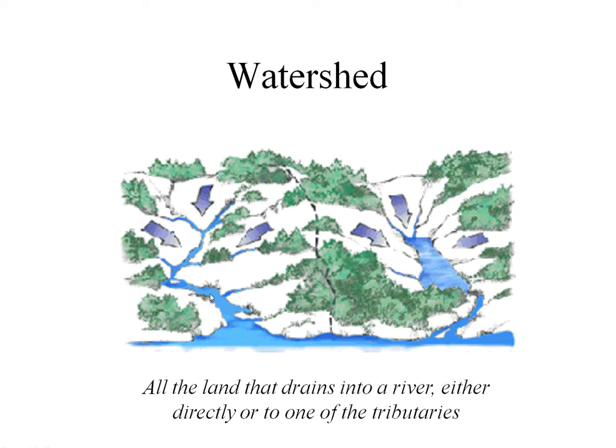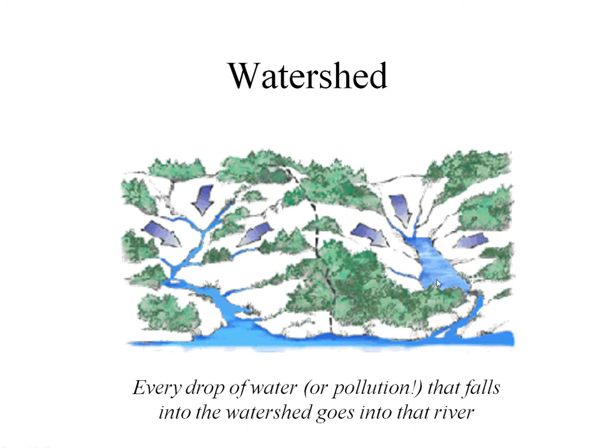The one on the left, all the water from this area to the left of this dotted line, flows ultimately to this part of the stream. And on the right, everything to the right of this dotted line ends up here. Every drop of water that falls into the watershed, or pollution, goes into that river. So all the fertilizer you put on the grounds of your house over here will flow into this river.